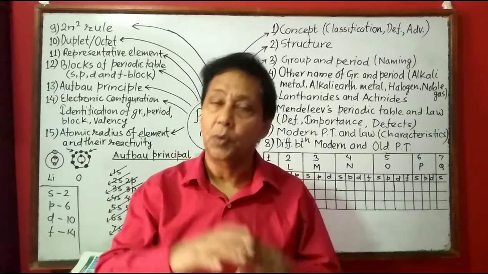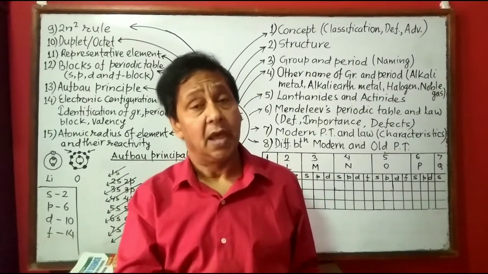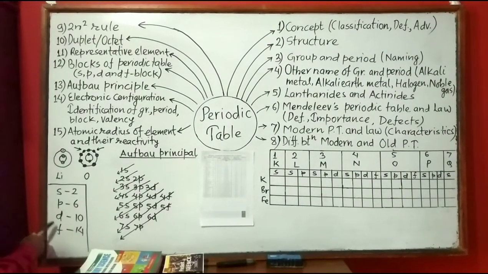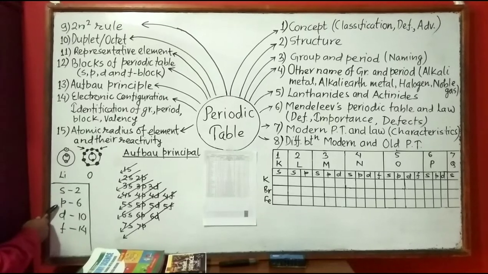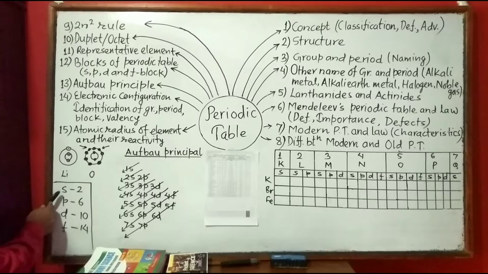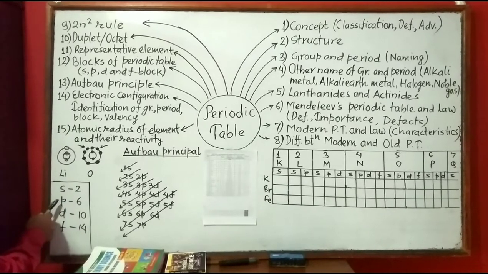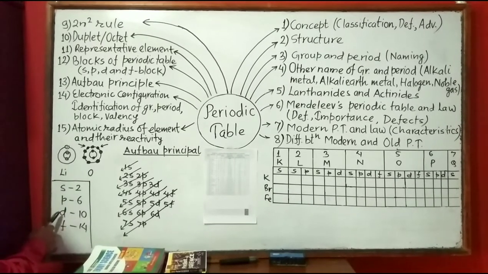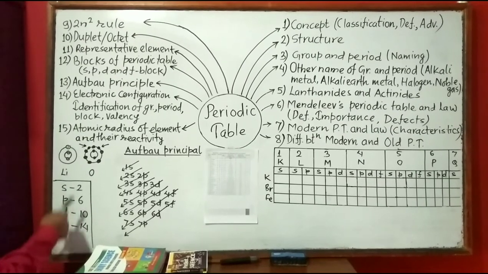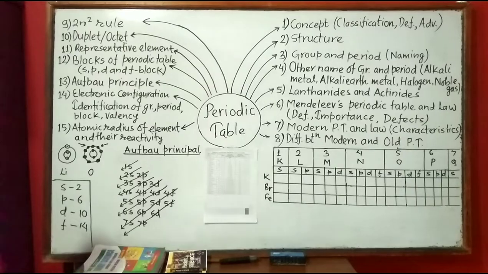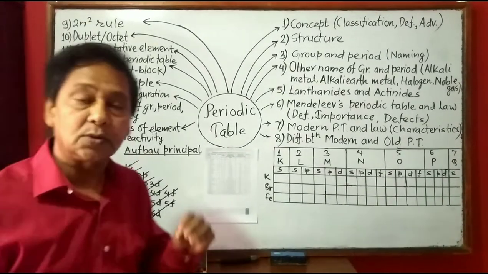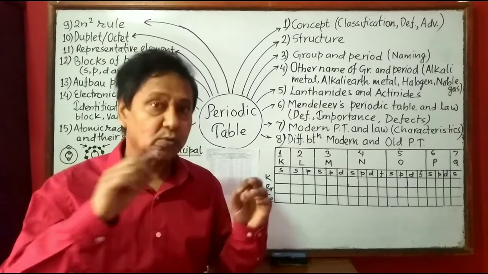But each of the cells is further divided into subcells. And what are these subcells? Look at this. These subcells are S, P, D and F. S for sharp, P for principal, D for diffuse and F for fundamental. And the S subcell can hold maximum 2, P subcell can hold maximum 6, D 10, F 14. They can hold 2, 6, 10 and 14 maximum number of electrons. After understanding this much, now you will be able to write down the electronic configuration.